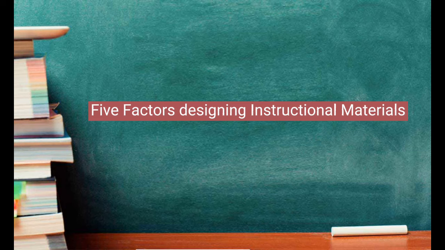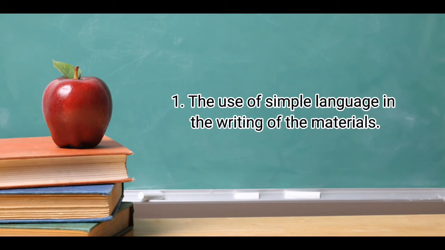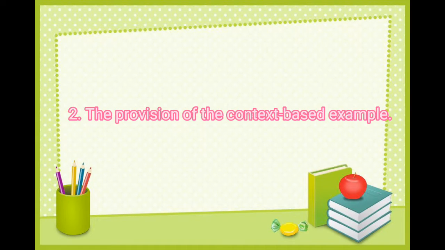There are 5 factors in designing instructional materials. First, the use of simple language in writing the materials. It is important to consider the language used in making instructional materials, and the language must be simple in order for the students to understand properly. Second, the provision of a context-based example, which is really helpful for the students to use in their daily lives as they are able to remember the illustrated example given by the teacher.